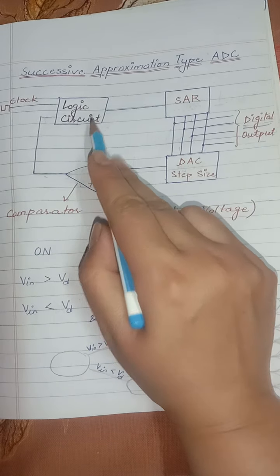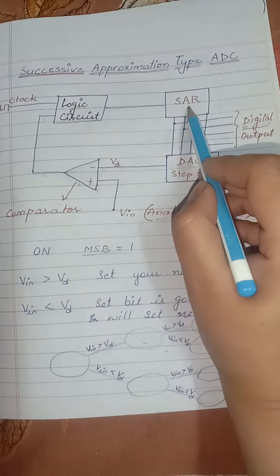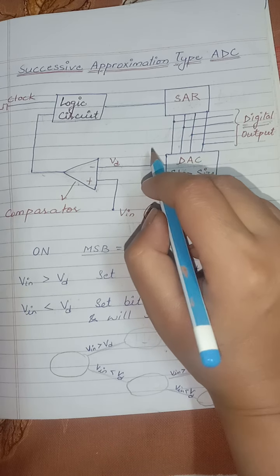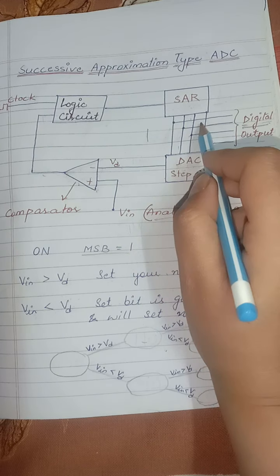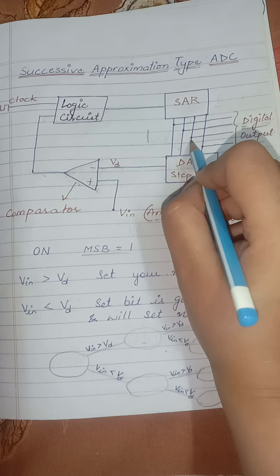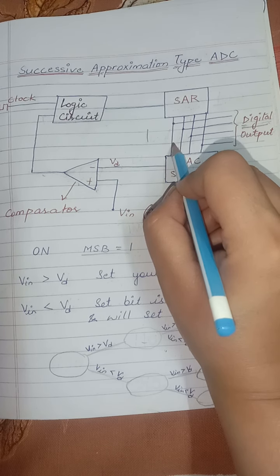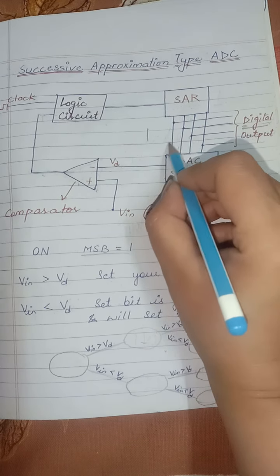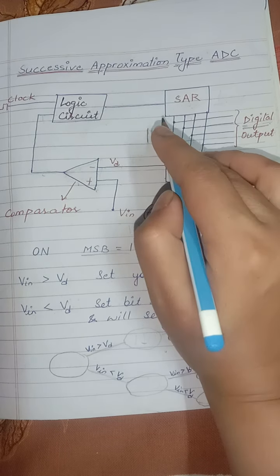All the other parts of the block diagram are the same as in the previous one. So this is a SAR that will provide the digital output, and when we start the circuit, the SAR will always provide the MSB as 1, all the other bits are 0. So we can have up to n bits digital output. According to our requirement, we can have 3 bit digital output, 4 bit digital output, and up to n. Whatever the number of bits, when we start the circuit, the MSB will be 1.